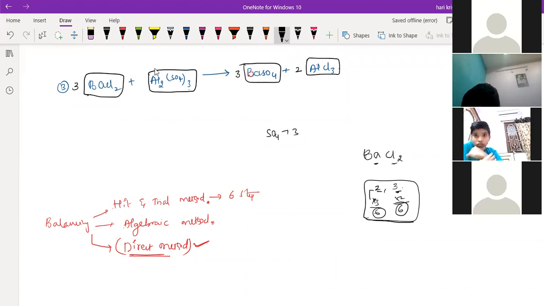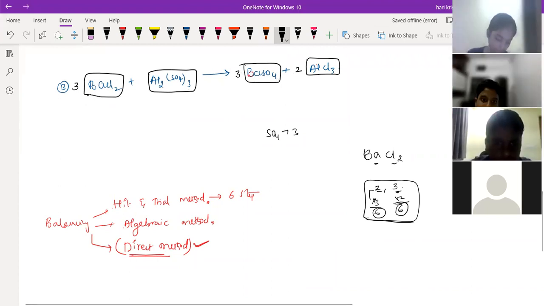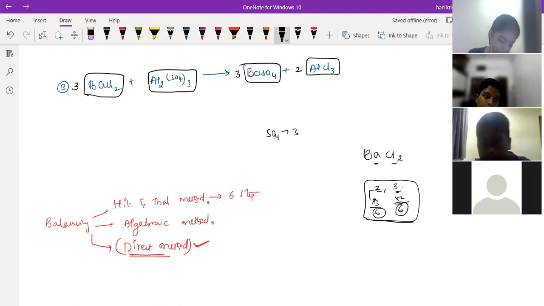Yeah, now we can check it. 3 bariums are there. Sir, how come barium became 3? Because you added 3 on the left side, right? The number that you add on the left side, the starting part, it will be multiplied with all the atoms that are there. Understand now? Yes, sir.